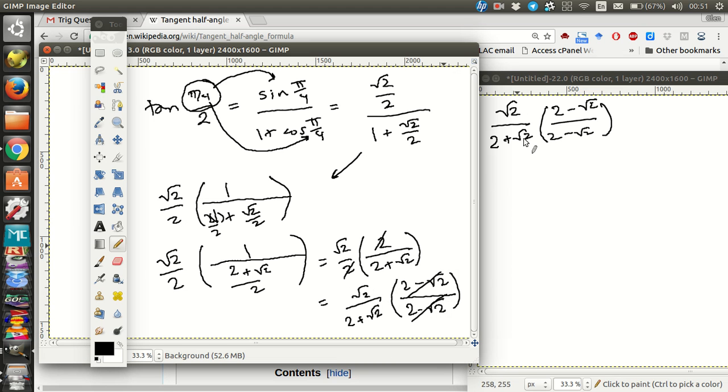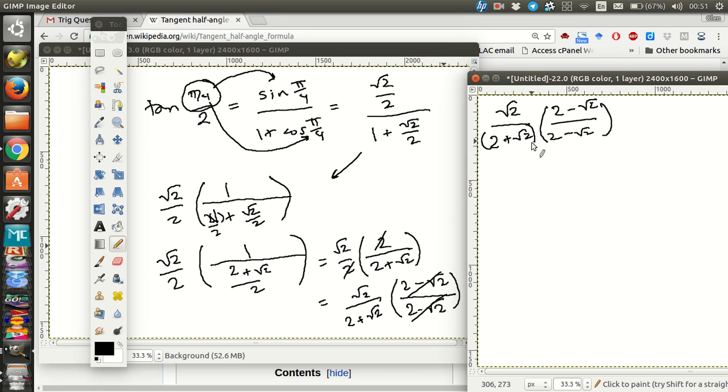But why would I do that? I would do that so I could use difference of squares here. Notice this is a difference of squares. So I'm going to copy down the top, and on the bottom, I get 4 minus 2. Why? Because this is a plus b times a minus b, and that equals a squared minus b squared. So I have a rational denominator.